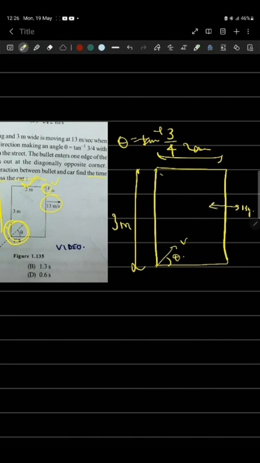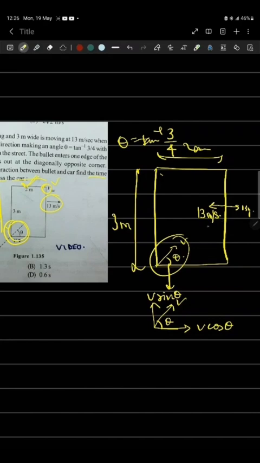So we will now make the car frame at rest. So let's see what happens to the velocity of the bullet. If this is V, this theta, then this is V cos theta, and this is V sin theta. We are making the car frame at rest, so we need to give 13 meter per second velocity over here. Now it is asked that this bullet will travel to this corner, so we are taking the V sin theta component and equating it.